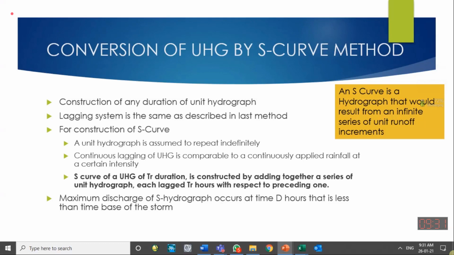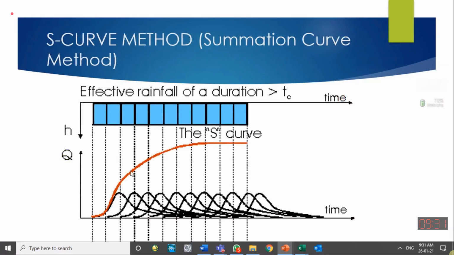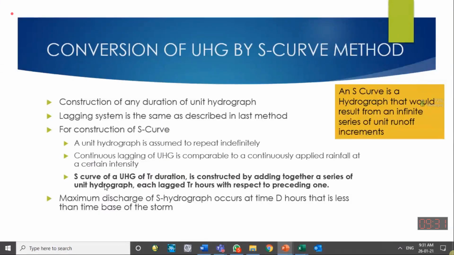In the lag method, there was a necessity that it should be a whole multiple of the original duration. So in this method, we first have to construct a cumulative direct runoff hydrograph. We call it the S-curve, because that hydrograph takes the shape of the letter S. So we say make an S curve first. And what is the S curve? The S curve is a direct runoff hydrograph that will result from an infinite series of unit runoff increments.